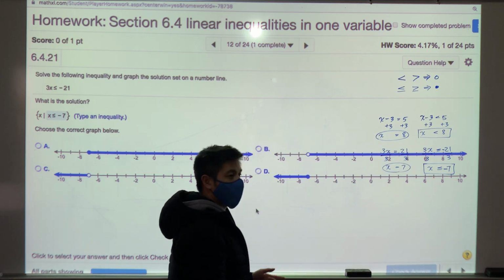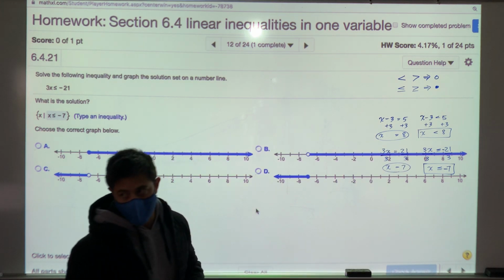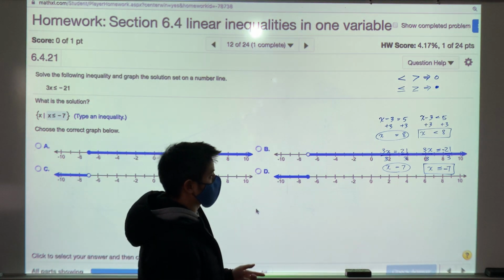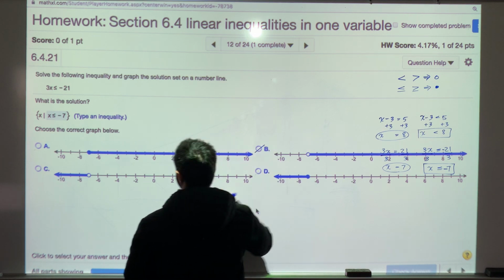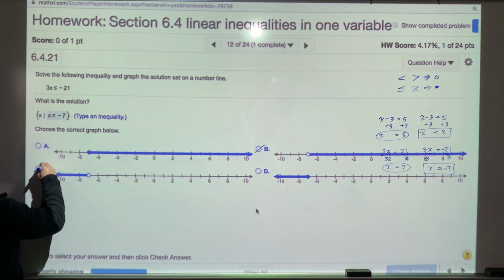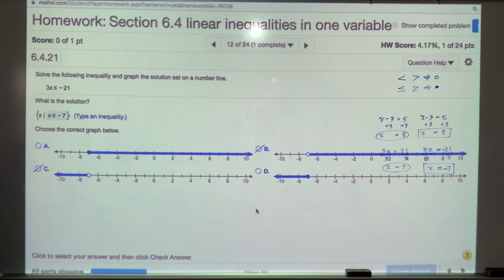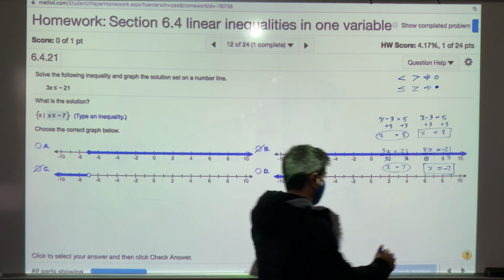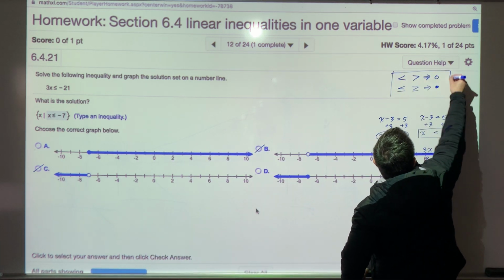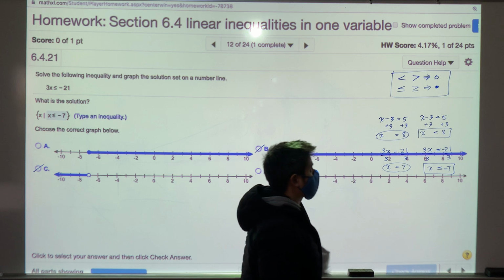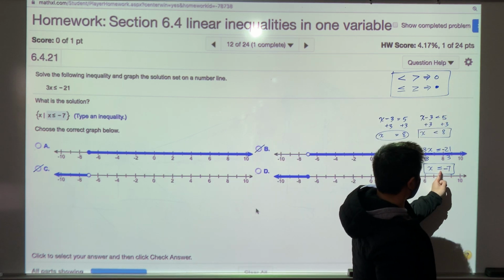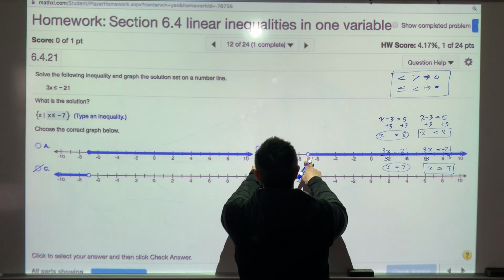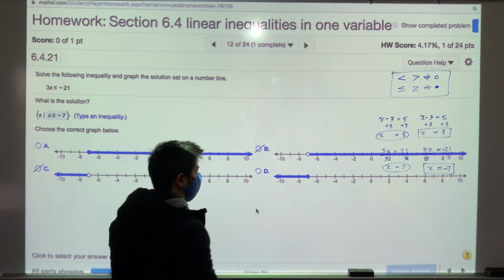Well, this is not just a less than or greater than. This is a less than or equal to. That means that in this case, B and C, for me, are out of the question. They're out of the question because based on our key, our very important key, this is a problem that should use a closed circle. Closed circle, and this B has an open, and this C has an open.